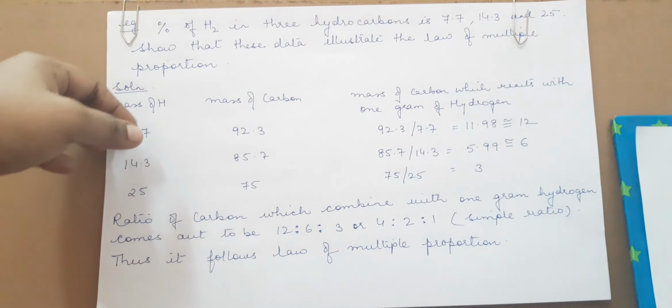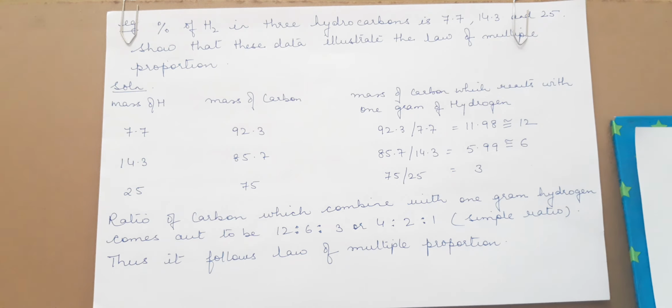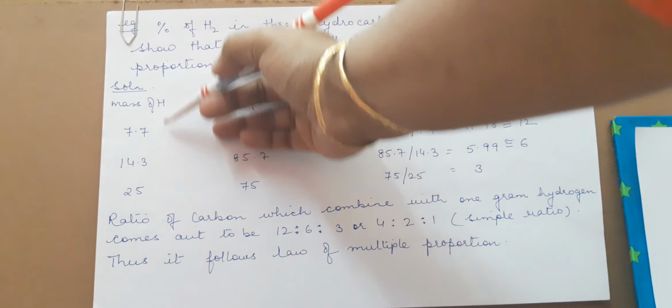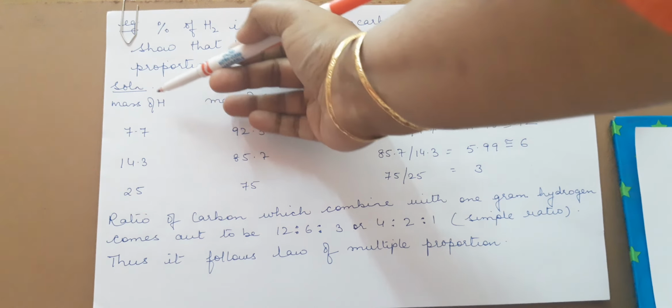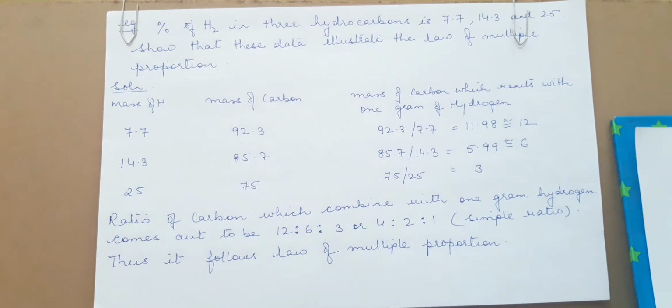Another example. Let us take another example. The percentage of hydrogen in 3 hydrocarbons, which you've studied in class 10, compounds of hydrogen and carbon, is 7.7, 14.3 and 25. Show that these data illustrate the law of multiple proportion. Let us write down. The percentage of hydrogen is given, so the mass of hydrogen is given in all the three. In the first case, 7.7. In the second case, 14.3. In the third case, 25.